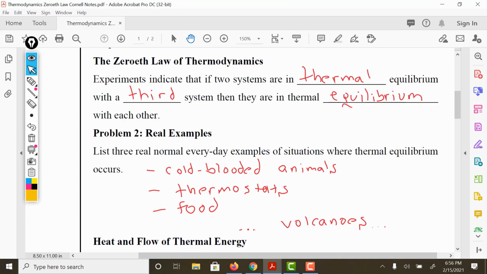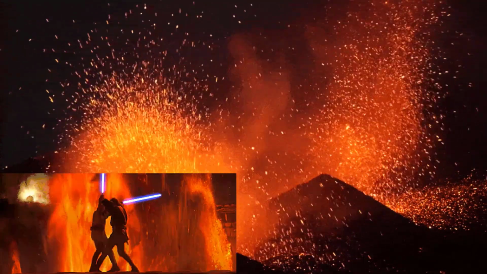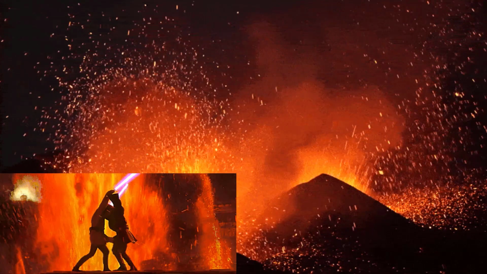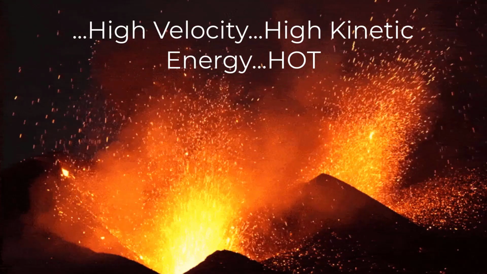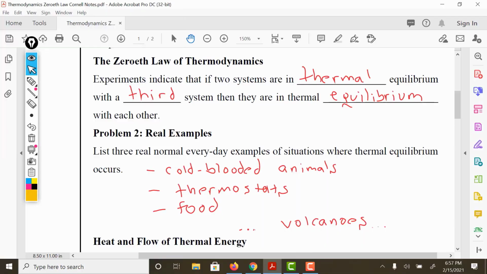Now, on a not so normal everyday example, we could talk about volcanoes, right? When molten rock, lava, or magma comes up from a volcano, it will give off heat to the atmosphere until that rock and the atmosphere are at the same temperature. So the magma then becomes pumice or obsidian.